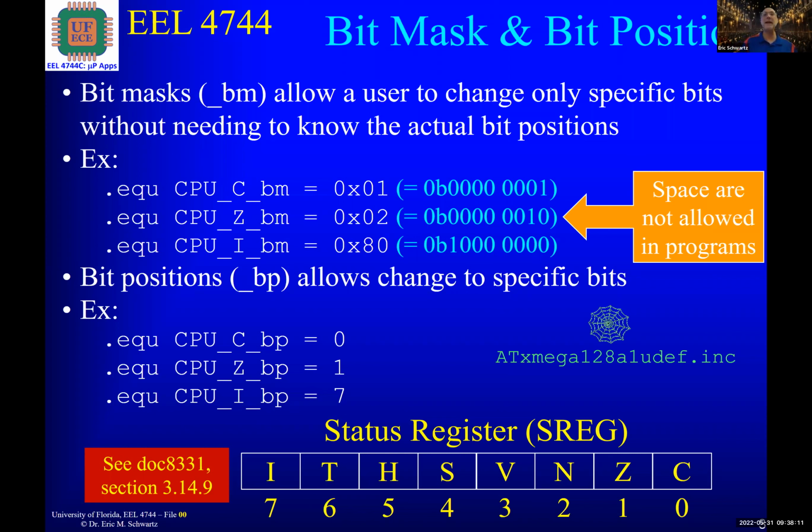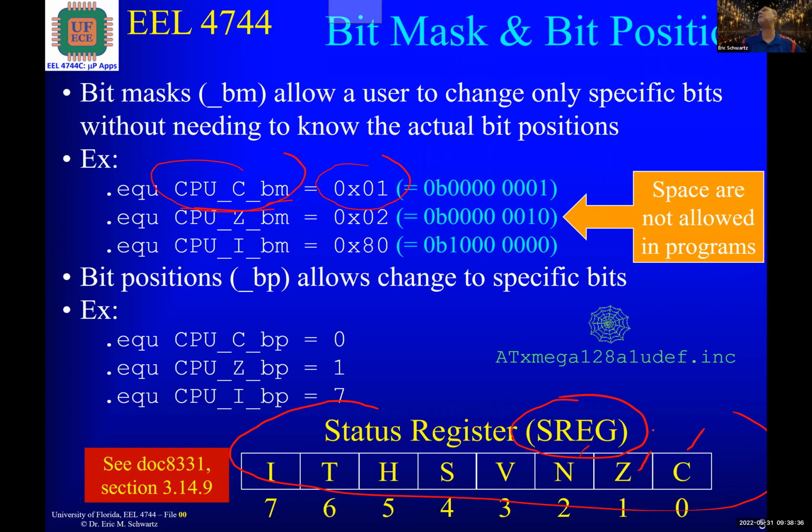These are just something I made up because this is what the status register looks like. The status register has the carry bit, the 0 bit. So I said, okay, let's use bit masks. If I want to see where the carry bit is, I want to get rid of everything else except the carry bit. If you AND this bit mask with the status register, the only thing that's left is what's in the carry bit. So it's called a bit mask.